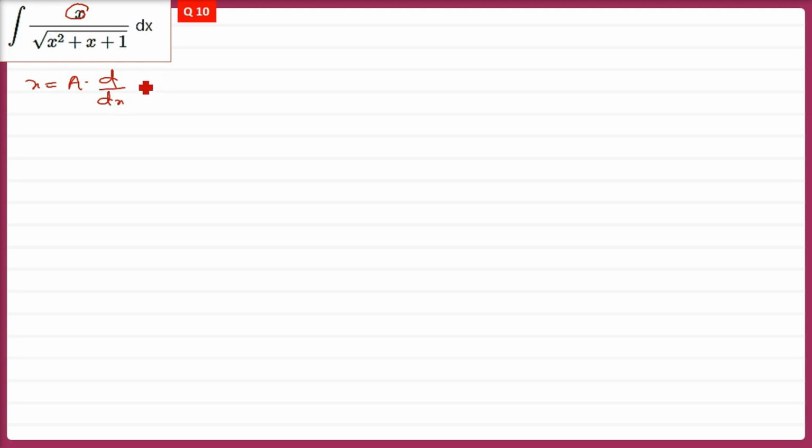x will be represented as a into d by dx of x square plus x plus 1, plus a constant which is b. This gives you a 2x plus 1 plus b.